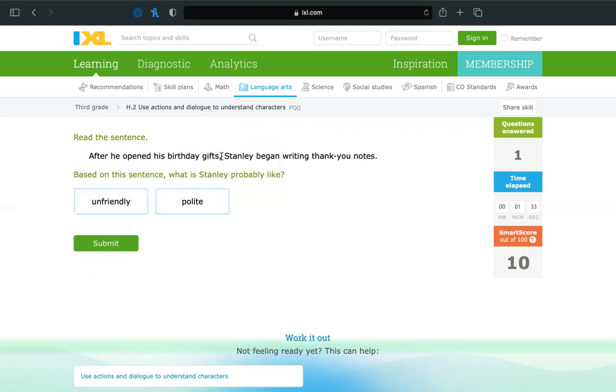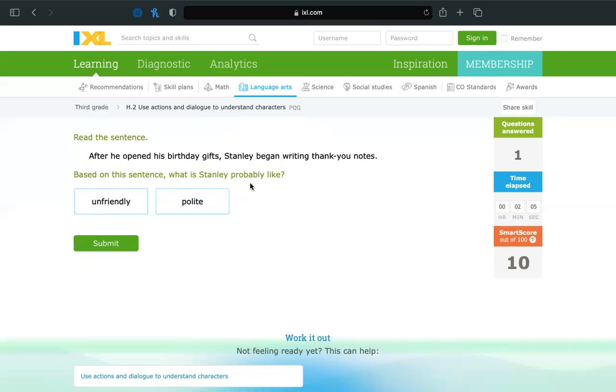After he opened his birthday gifts, Stanley began writing thank you notes. Okay, so based on this sentence, what is Stanley probably like? Is he unfriendly or is he polite? So being unfriendly would be, he's kind of rude. He doesn't really care for his friends. He isn't really a great person to be friends with. Whereas if he's polite, he's really caring, really thankful, makes sure that he does things properly, that he thanks everybody.